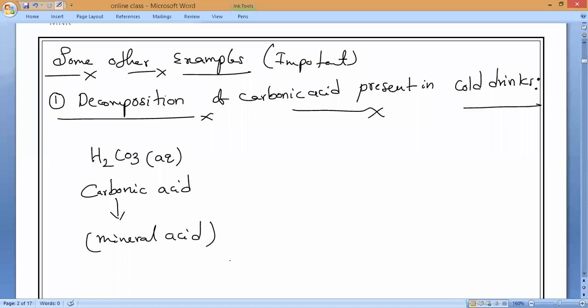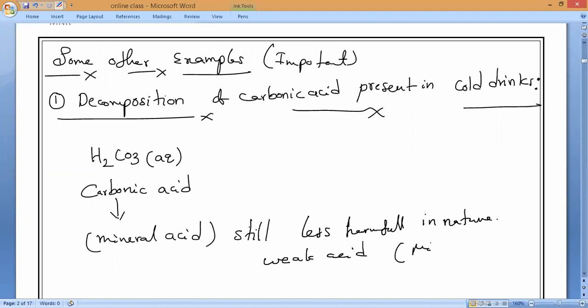Is it okay, everybody? Usually organic acids like citric acid, acetic acid, ethanoic acid, methanoic acid are not very harmful because they are all organic acids. Even though carbonic acid is a mineral acid, it is less harmful in nature. That is what we can say. It is the weak acid of the mineral acids.